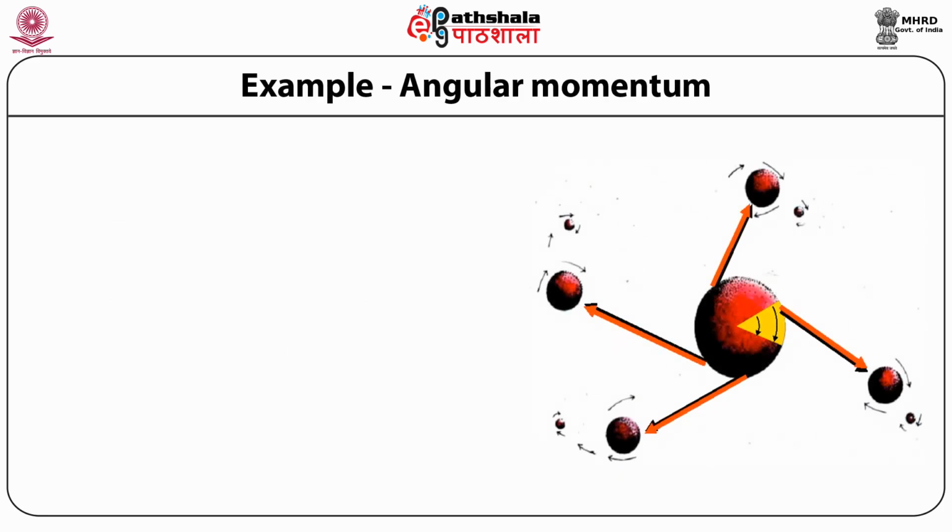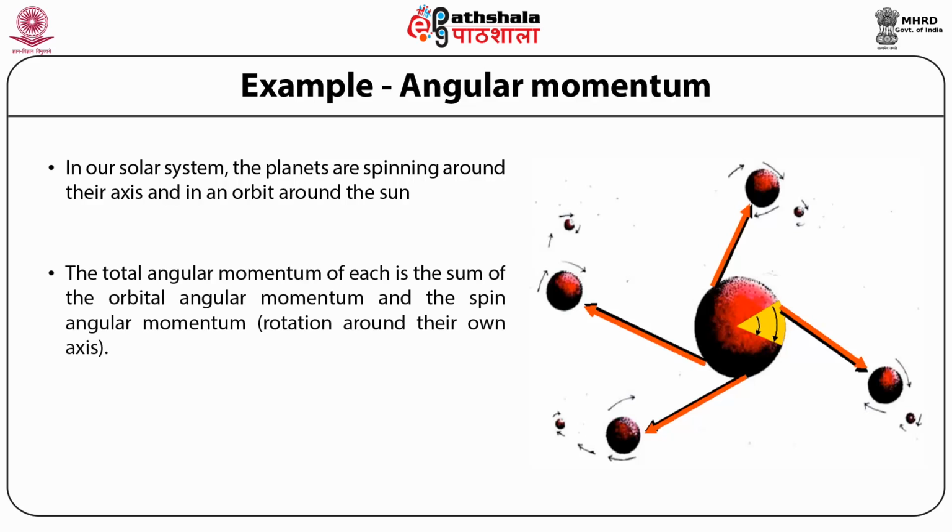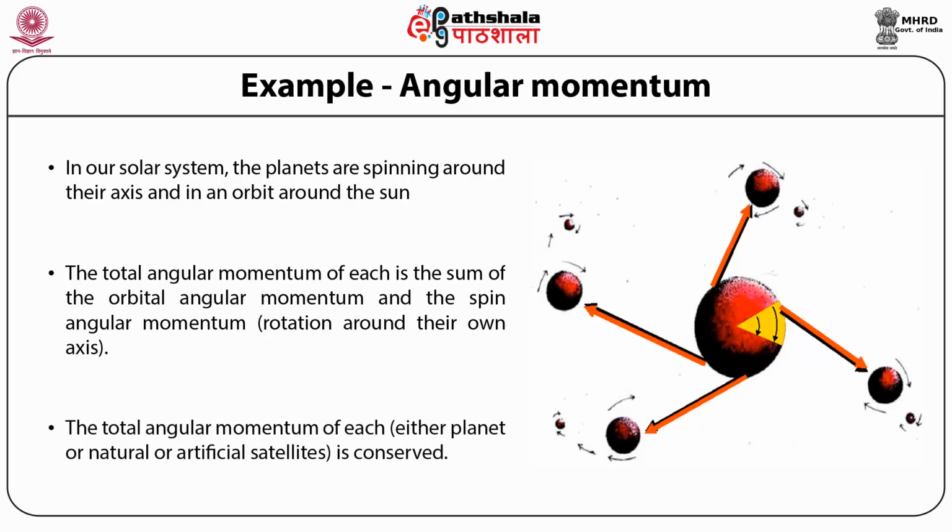In this example of the system of planets in our solar system, the planets are spinning around their axis and in an orbit around the sun. The total angular momentum of each is the sum of the orbital angular momentum and the spin angular momentum. And the total angular momentum of each planet, or natural or artificial satellites, is always conserved.